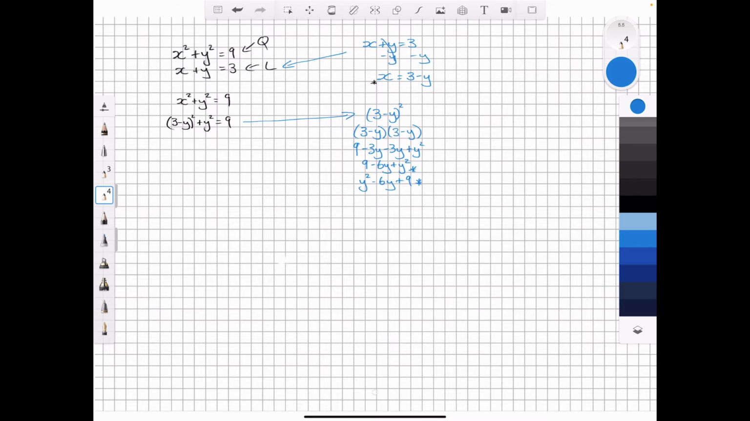You can do that. So now I'm going to put this back up here. I'm going to go back to black, and put it here: y squared minus 6y plus 9. And then you can see above, we still have another y squared equals 9. Okay, so now we can simplify this. y squared plus y squared gives us 2y squared.